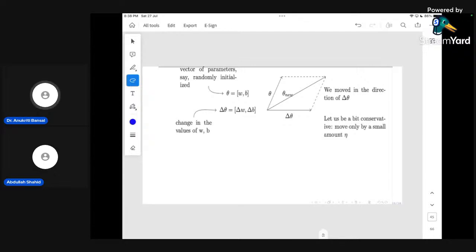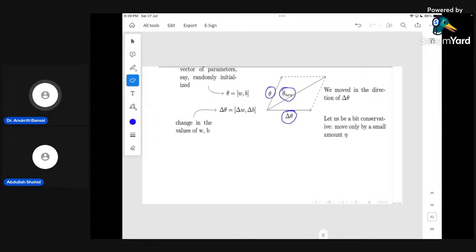So now I know what my theta is, but I don't know about this delta theta. Like in which direction I should move so that this new theta gives me a better approximation of my function, or which gives me less error. I don't know about all these things.